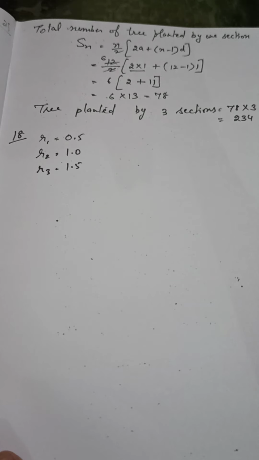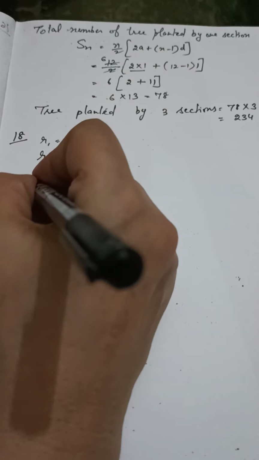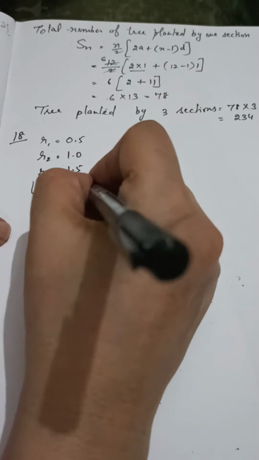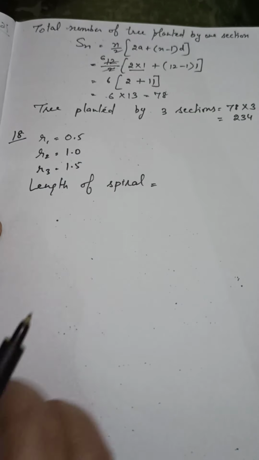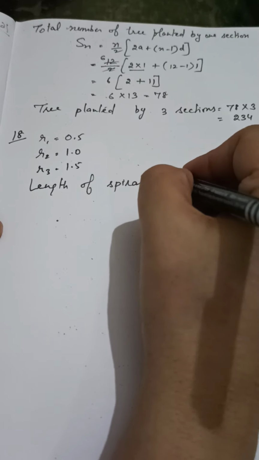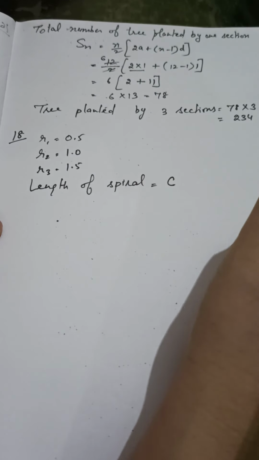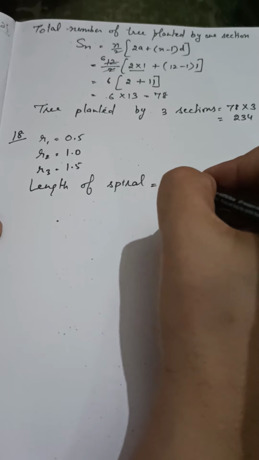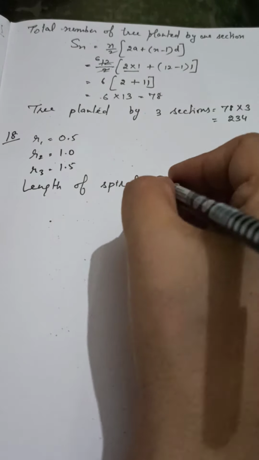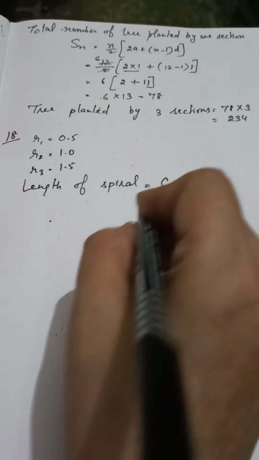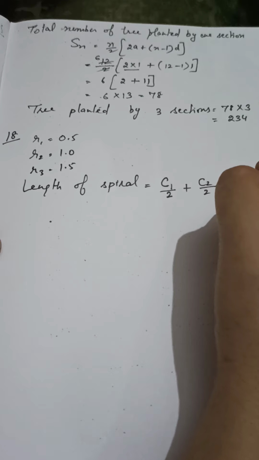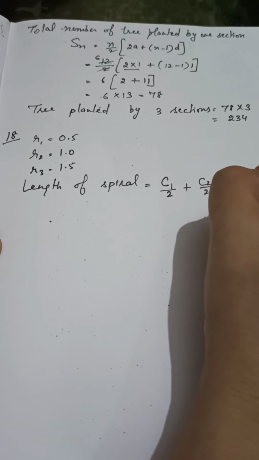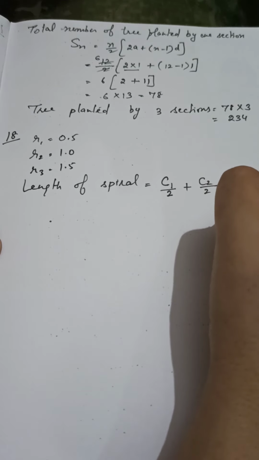Now what to do? We will start from the semicircle. Semicircle means length of spiral. Length of spiral is equal to the circumference of the semicircle, that is C1 upon 2 for the semicircle, plus C2 upon 2, plus C3 upon 2.